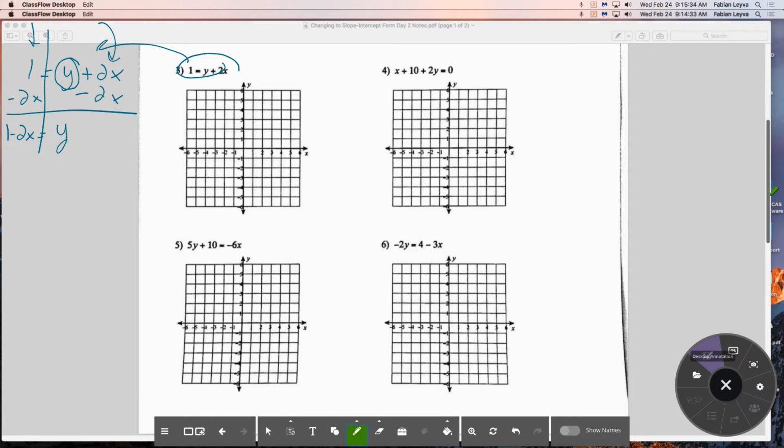Now that my y is by itself, I know I can identify my slope and my y-intercept. Remember, your slope is always what's multiplying your x, the coefficient. So in this situation, it's going to be negative 2. Your b is a positive 1. So now we're going to use that information in order to graph it. My y-intercept is going to be a positive 1. I always like to put my slope over 1, so that way I can see the rise and the run, the change of y over change of x. My change of y is a negative 2, so I'm going to go down 2. My change of x is 1, so I'm going to move over 1, and that is my graph.